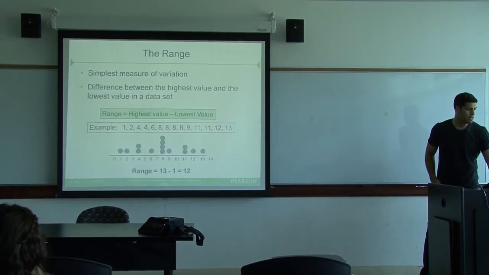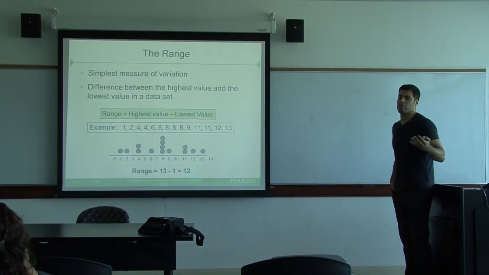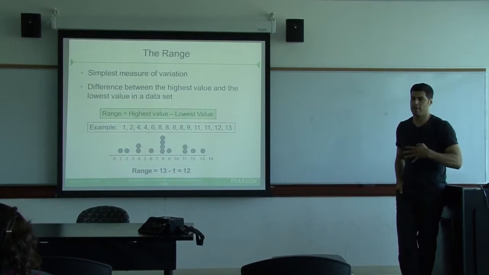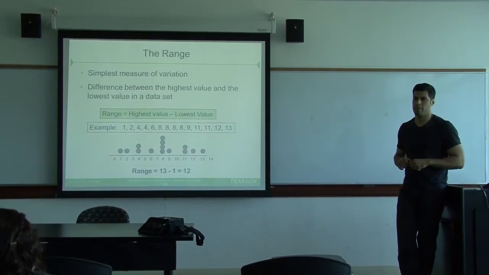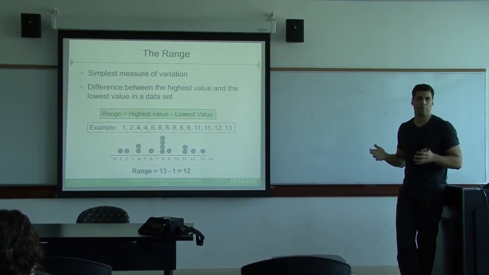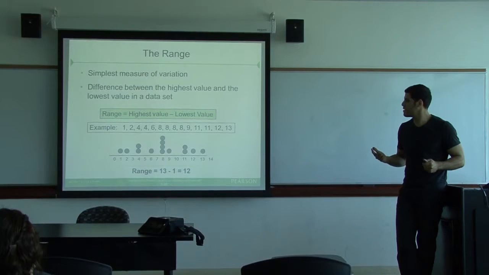All right. So the range. The range is something that we talked about last time. You take the highest value in the data set minus the smallest value in the data set, and there you go. The wider the range, what does that tell you about the data set? The values are more spread out. Of course, right? But that could be misleading.